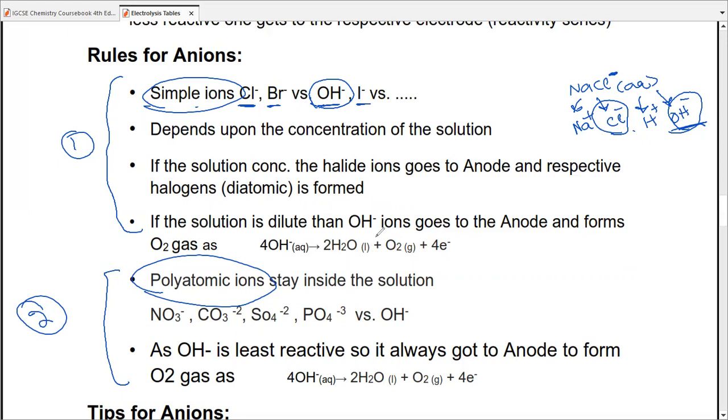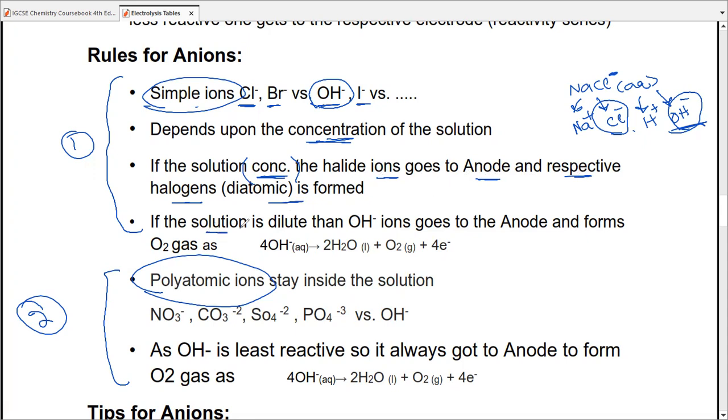Yes, sir. Okay, then if that makes sense, this time we're competing chloride ions against OH negative ions. For these, the tip is it depends upon the concentration of solution. So if the solution is concentrated, and the word concentrated will be mentioned as a part of the question, the halide ion will go to the anode and will form the halogens, the diatomic molecules.